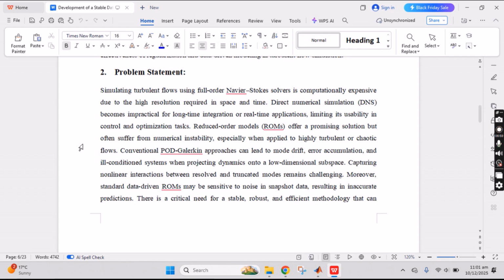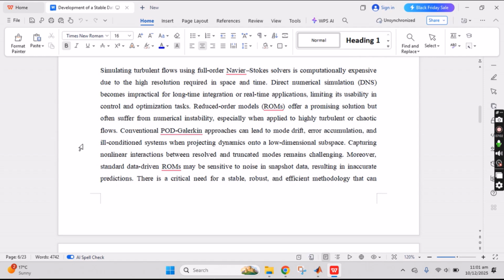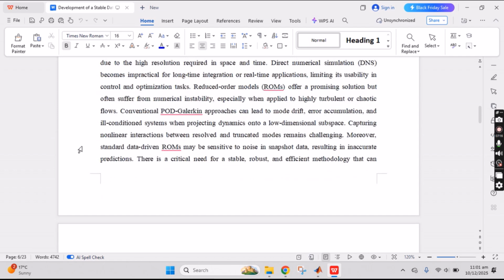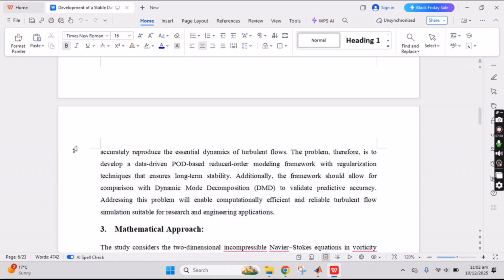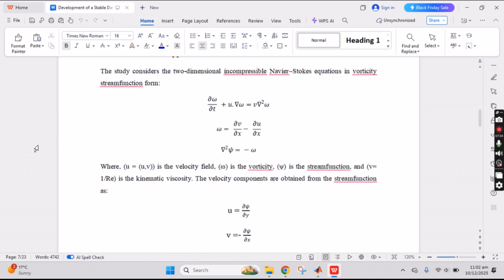Okay, so we need to overcome this instability through ROM. The snapshot dataset results in inaccurate predictions, and we need to overcome this with a POD-based reduced order modeling framework with regularization techniques to ensure long-term stability, and we use the dynamic mode decomposition to validate the predictive accuracy as well.